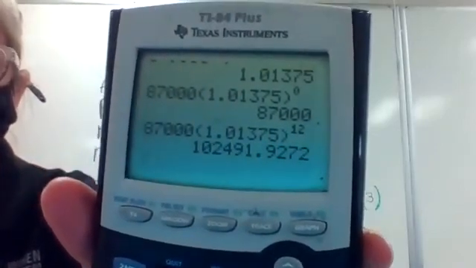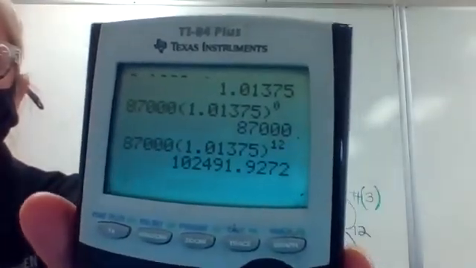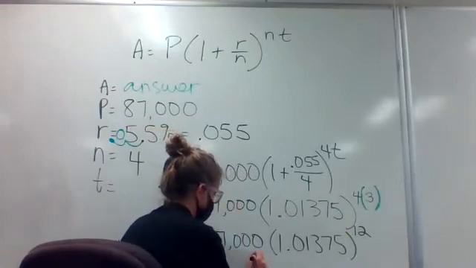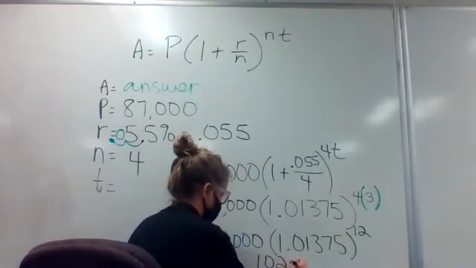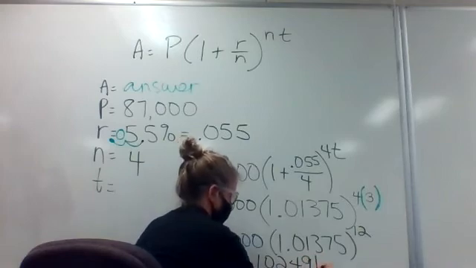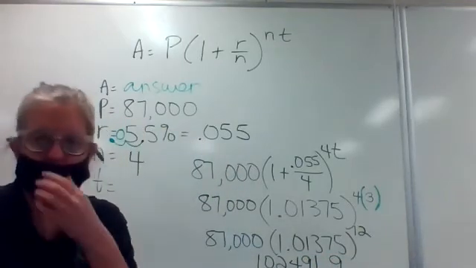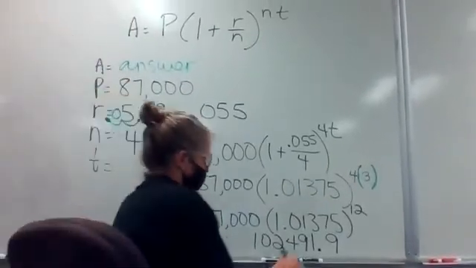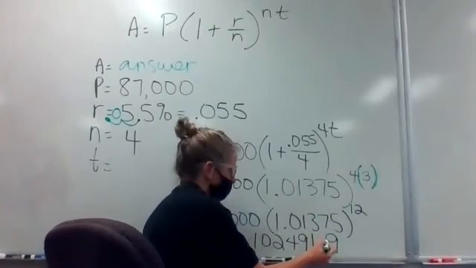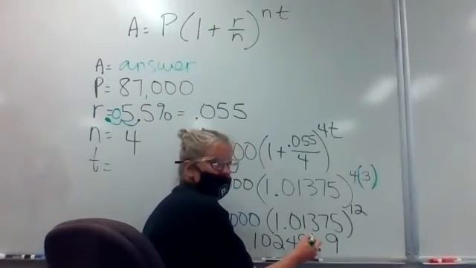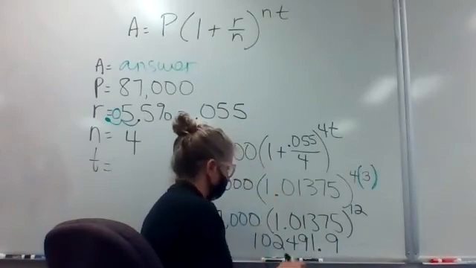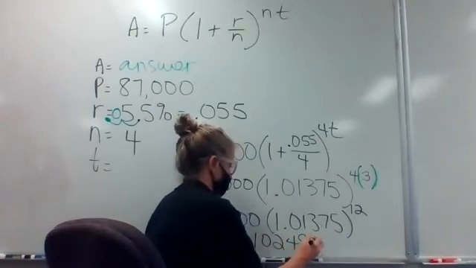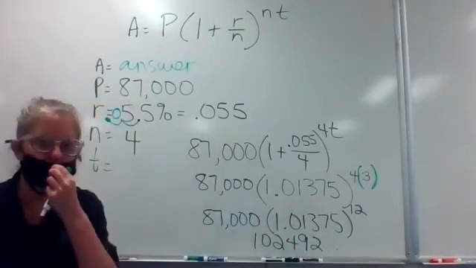And it wants us to round it to the nearest dollar. So again, I went one space further than it asks you to show, to see that this 9 does what? It needs to round this 1 up to a 2. Okay, so instead of 491.9, you're going to have 102,492.